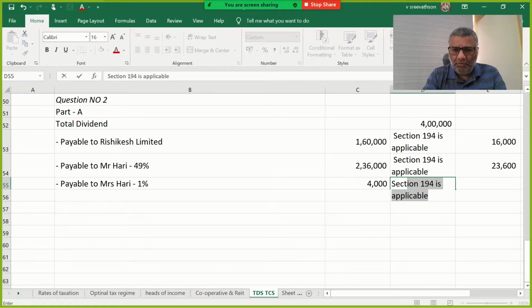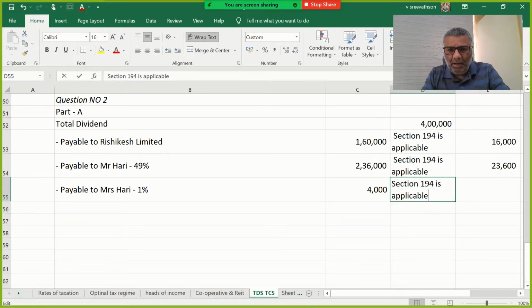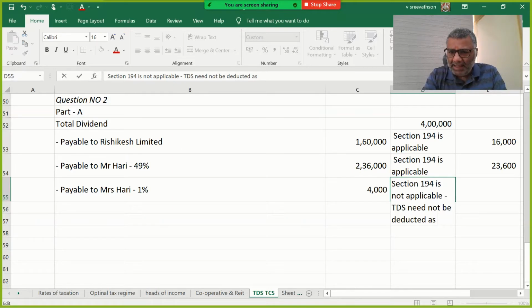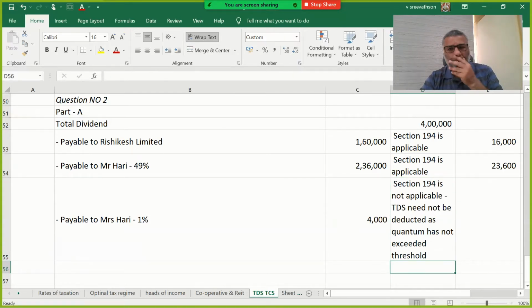Section 194 is not applicable. Not applicable means TDS need not be deducted as the quantum has not exceeded the threshold. 5,000 is the threshold. So in the case of Mrs. Hari, it has not exceeded. So don't deduct.